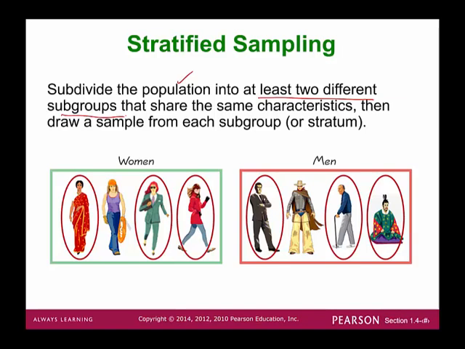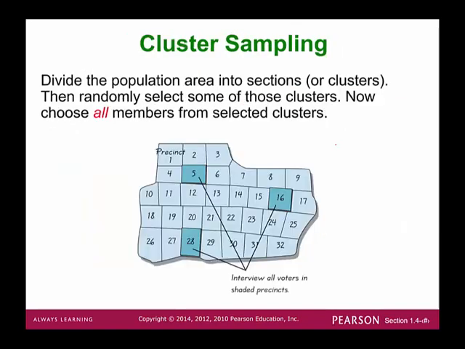For example, if you look at the population of US citizens, you can divide into male and female, or women or men, and then you draw the sample from each subgroup, meaning you pick a sample from the women group, pick a sample from the men group, and then put them together, and that becomes the general sample you pick. So you just subdivide the population into at least 2 different subgroups, okay, to get a stratified sampling result.